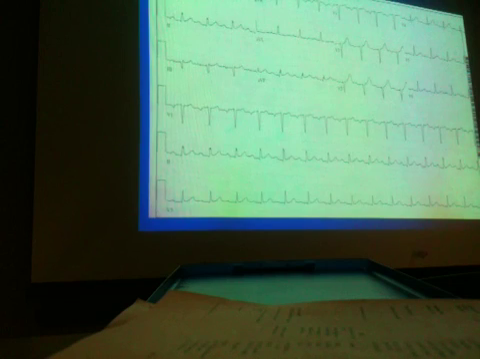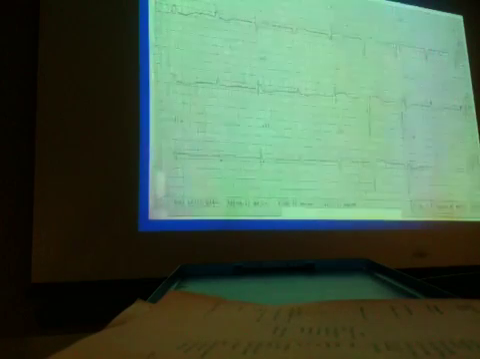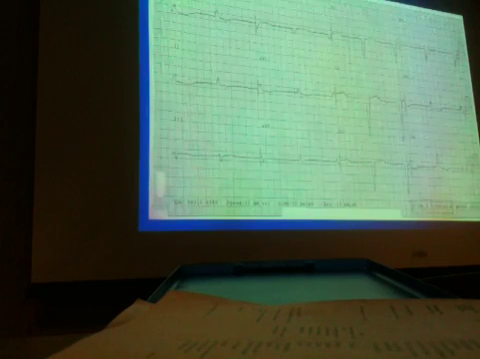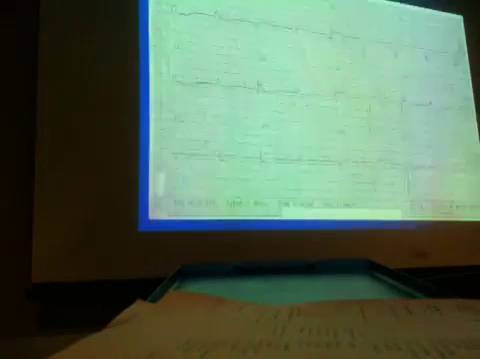It's a sign of early conduction disease, but this is not something that's treated. You don't do anything about it. The cardiologist or the physician should be aware of it, because this can deteriorate down the road over the years into something else. Okay? Here we have another example of a first degree.